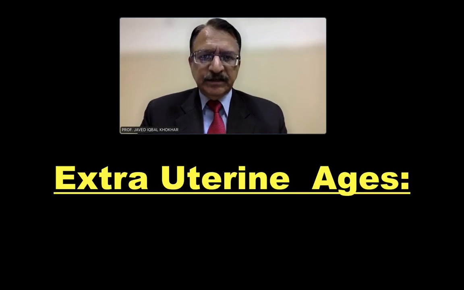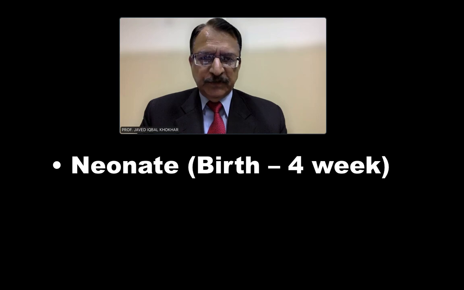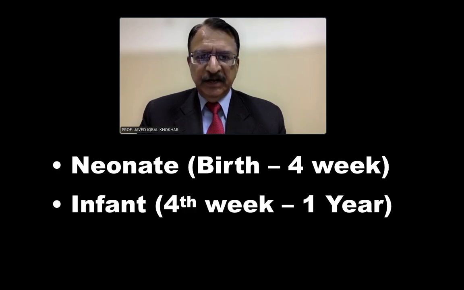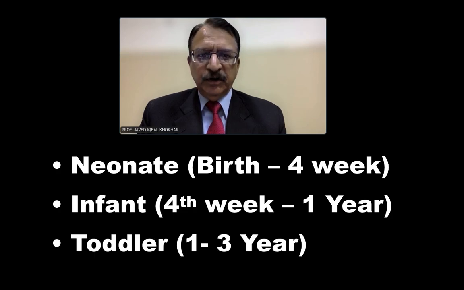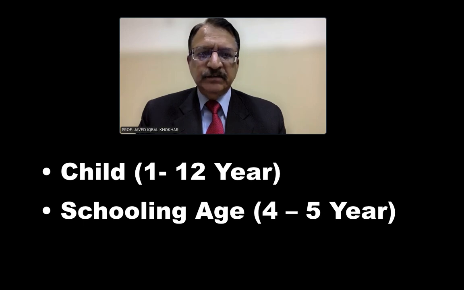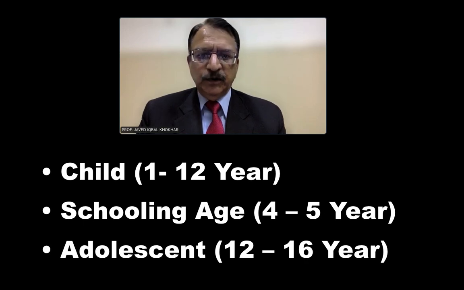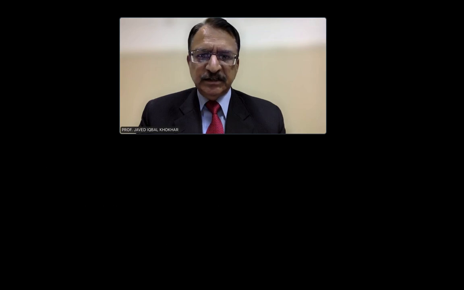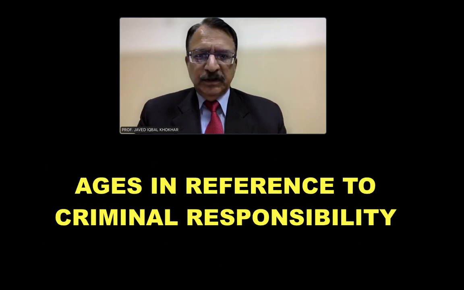Now, regarding the extrauterine ages, neonate, when the child is from birth to 4th week, it is called neonate. Then infant from 4th week to 1 year, and toddler 1 to 3 years. Then child 1 to 11th year, school age 4 to 5 years, adolescent 12 to 16 years.